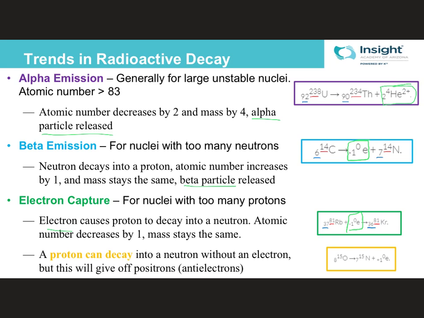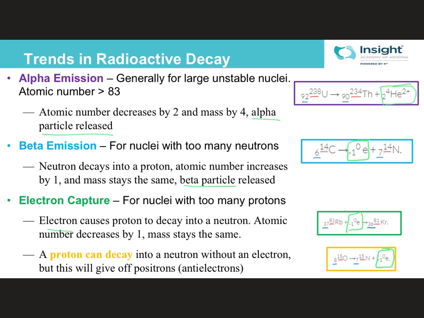There's also an option that doesn't require the electron. All right, you'll see the same thing. Your proton number goes down, your mass stays the same. All right, but this gives off a positron or an anti-electron when that happens.